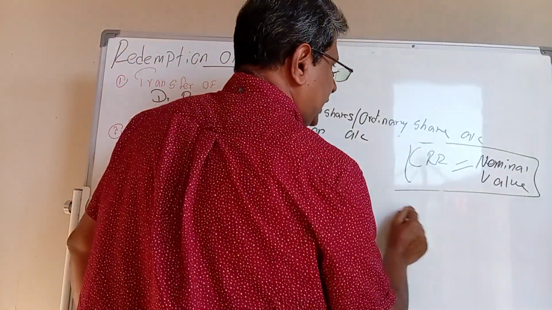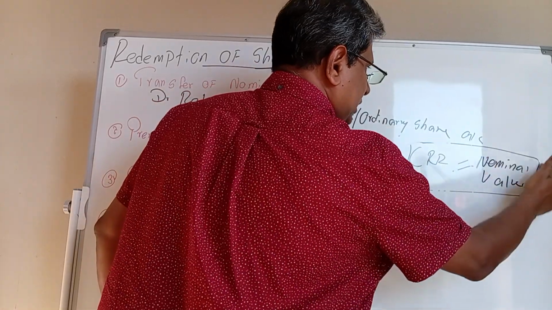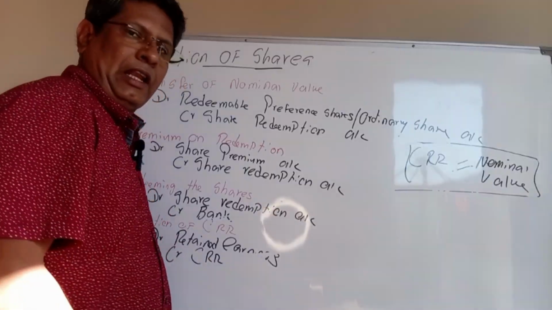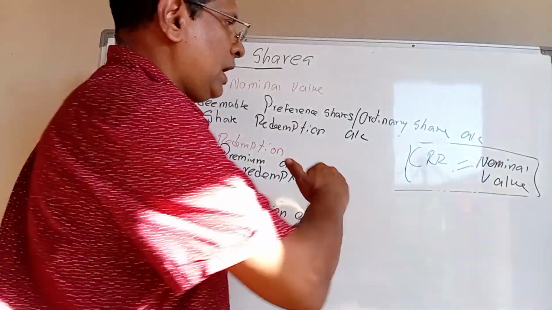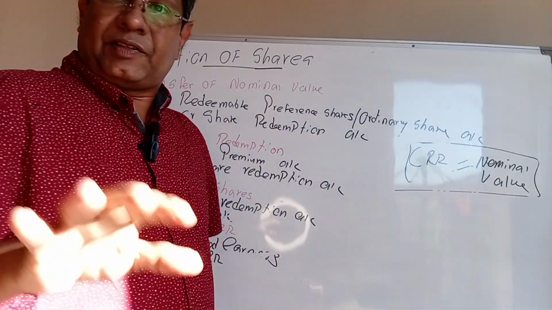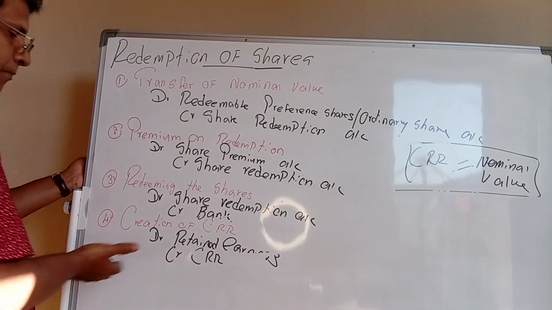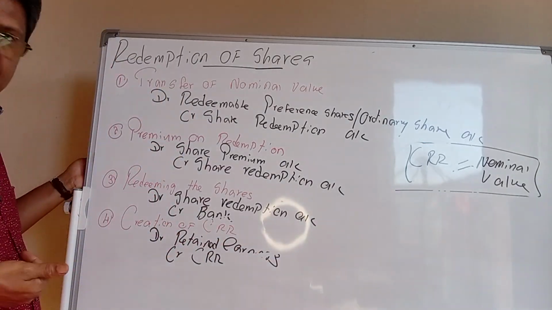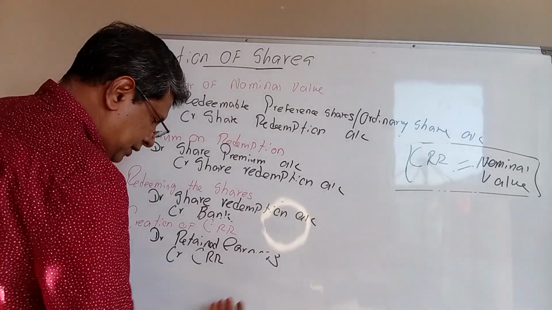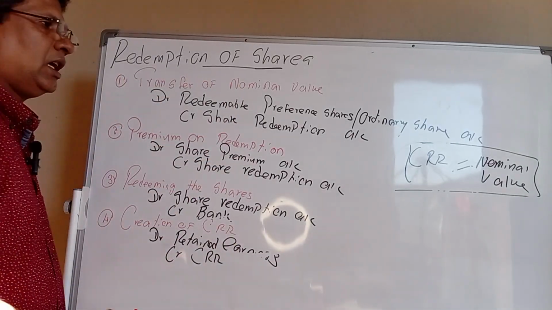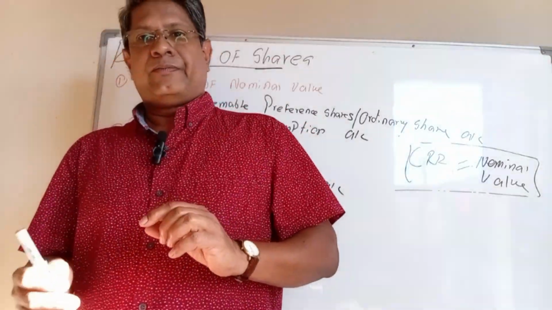If you are going to create your CRR, it has to be equal to the nominal value of the shares being redeemed. CRR has to be equal to the nominal value of the shares redeemed. Therefore, I create my CRR by debiting my retained earnings. I debit my retained earnings and I credit my CRR for an amount equal to the nominal value.